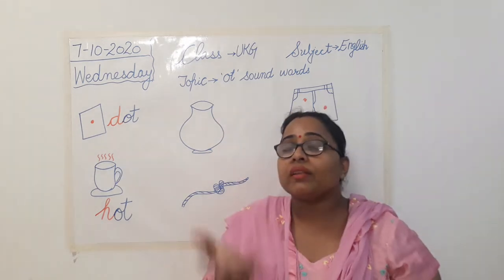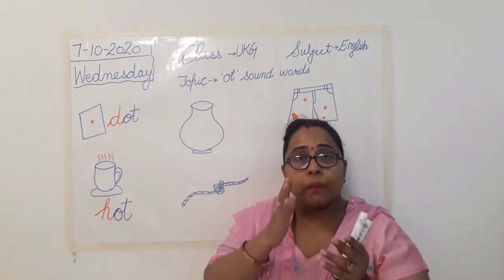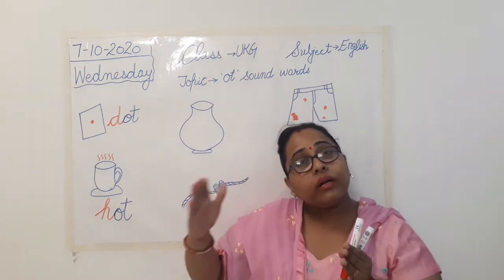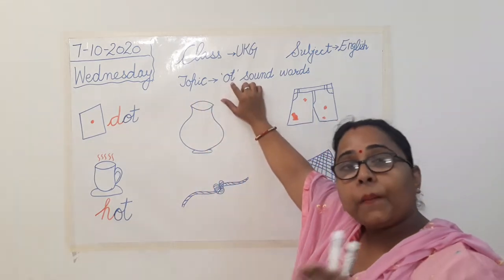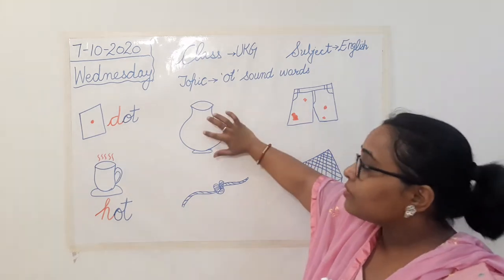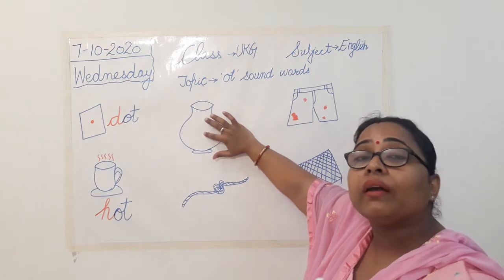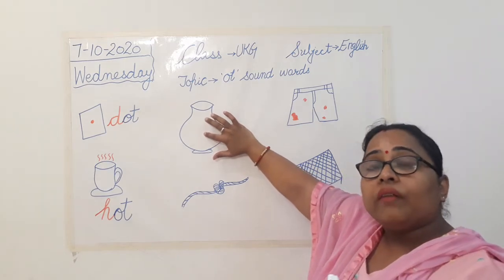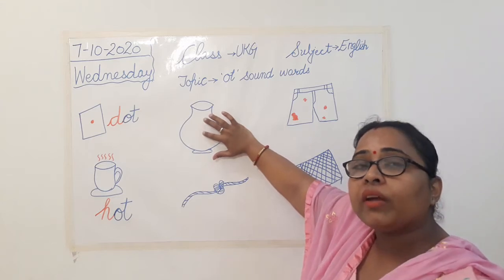So when you are pronouncing this word, tell me the sounds that are coming. P, O, T, pot. So again it's an odd sound word. P, ot. Again an odd sound word we have learnt. So what is this? It's a pot. And many of us also keep it in our kitchen. Ask your mom whether she is having it in the kitchen or not. Or you can go and check whether you are having a pot.